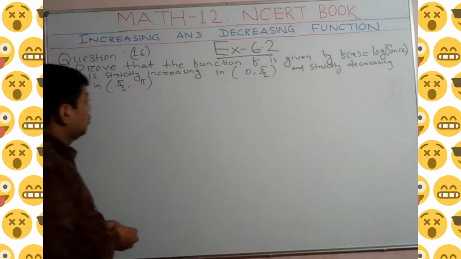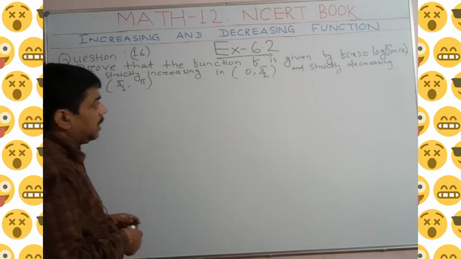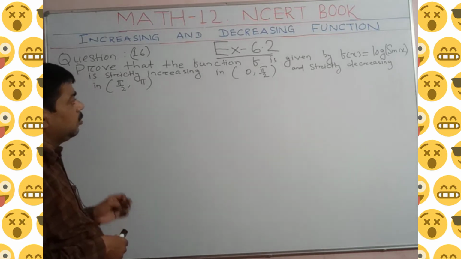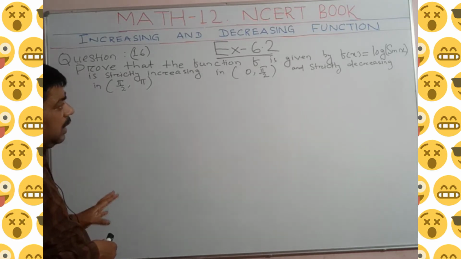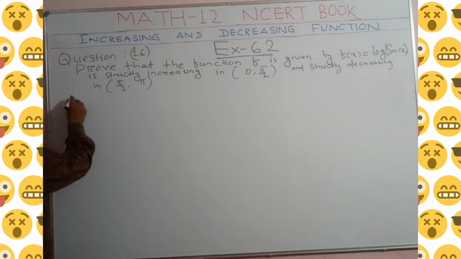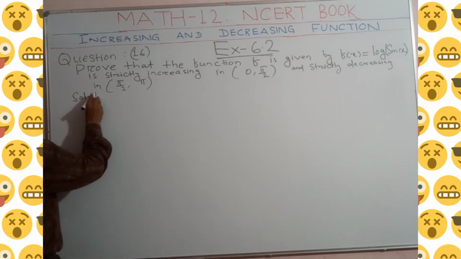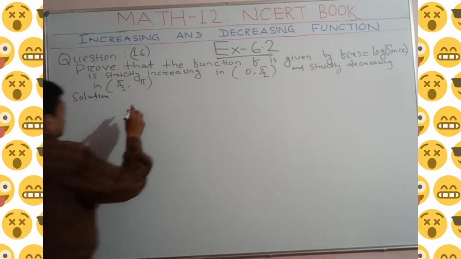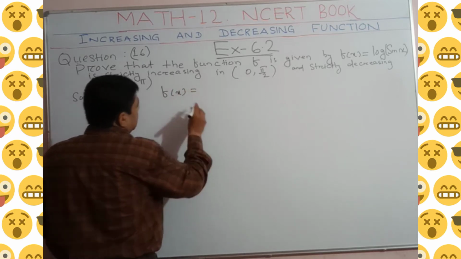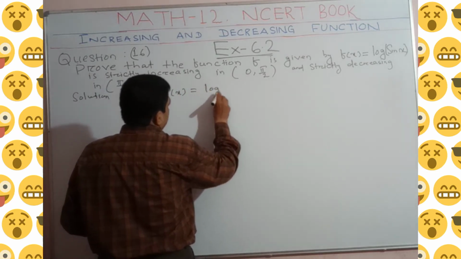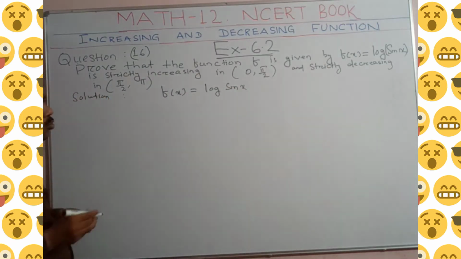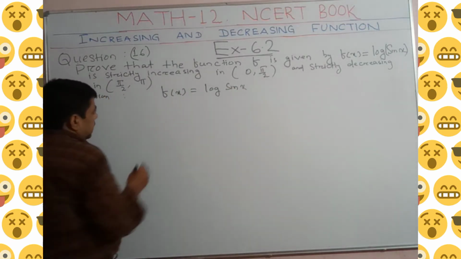Understand? Prove that the function f given by f(x) = log sin x is strictly increasing in the open interval 0 to pi by 2 and strictly decreasing in the interval pi by 2 to pi. Okay, let's see. So, what is the function given? The given function f(x) is log sin x. In order to study the increasing and decreasing function, we have to find the slope of the function by finding the derivative.